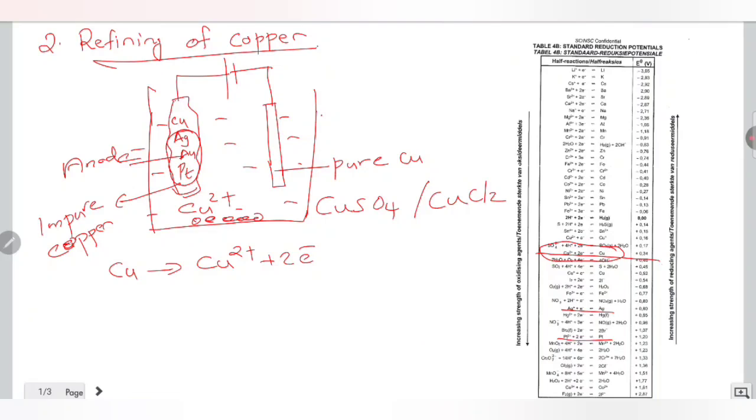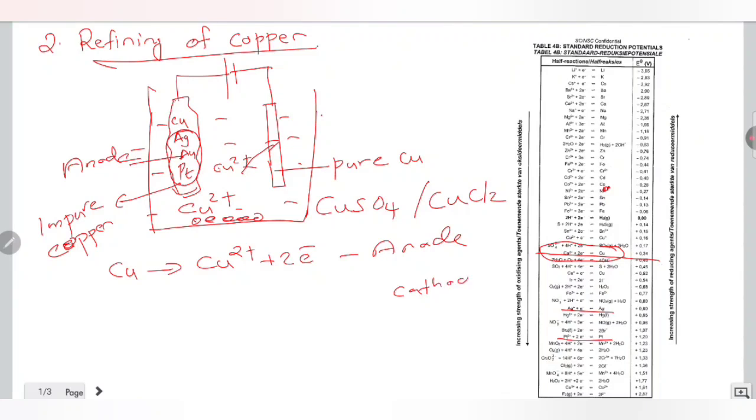For example, if they say nickel, you see nickel is here. Nickel is not part of the sludge. Sludge means it must be below copper. You understand that way, right? That's one method you can use for identifying whether it's a sludge or not. So this is happening at the anode. Each time the oxidation is taking place, the copper ions will come into the solution, and then move towards the negative electrode, which is the cathode.